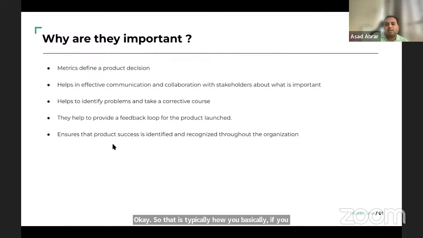It ensures that product success is identified and recognized throughout the organization. Let's take this example. This led to an improvement of 10% click-through rate. Now, if they didn't have this metric, then what would the PM or the team say? Hey, what did you actually improve? So it's that measuring guardrail which will tell you to quantify that, hey, this was successful, this was not successful. Okay.